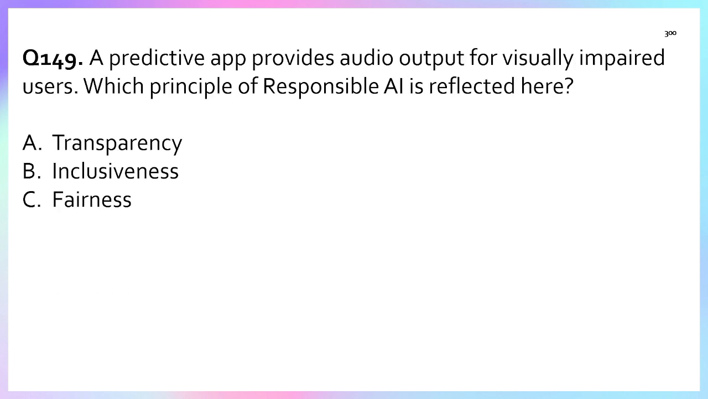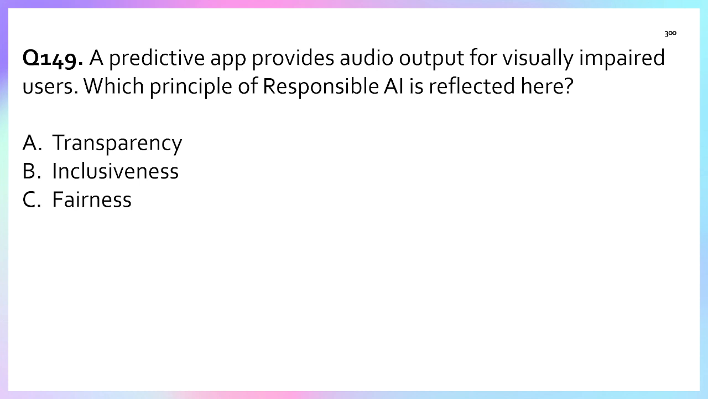Question number 149. A predictive app provides audio output for visually impaired users. Which principle of responsible AI is reflected here? Transparency, no. Inclusiveness, yes. Fairness, no. So the correct answer is inclusiveness.